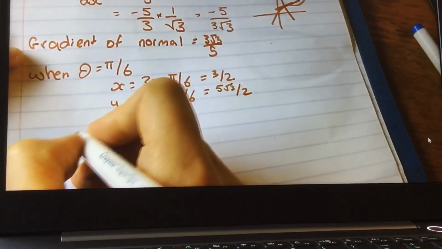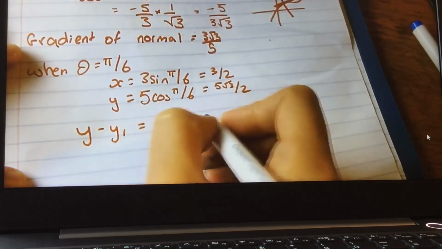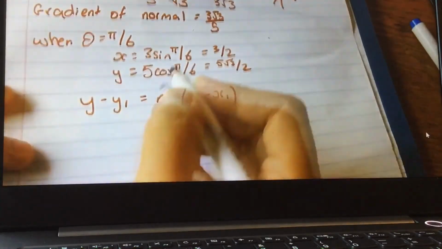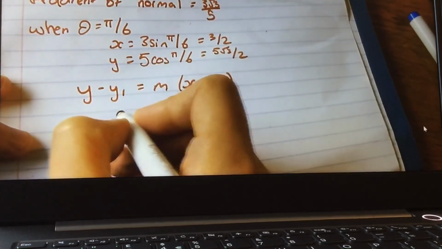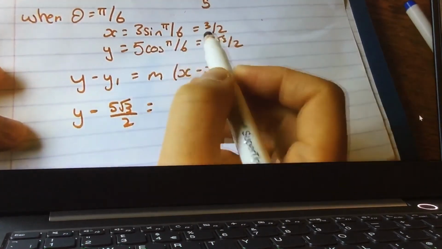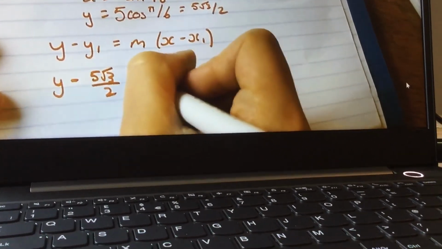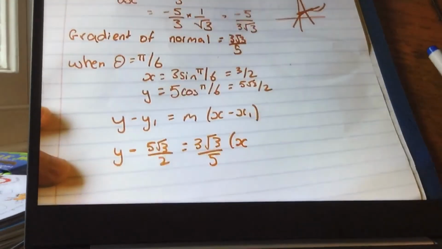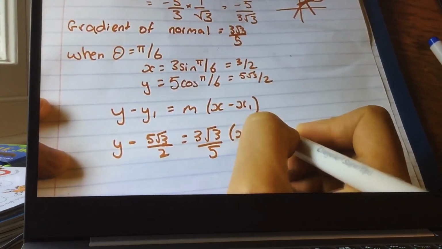And then it's just a case of subbing that into y minus y1 equals m times x minus x1. Y, remember here, is the variable. My y1 is my y coordinate, so that's 5 root 3 over 2, is equal to our gradient, which is here, 3 root 3 over 5, times our variable x minus our x value.